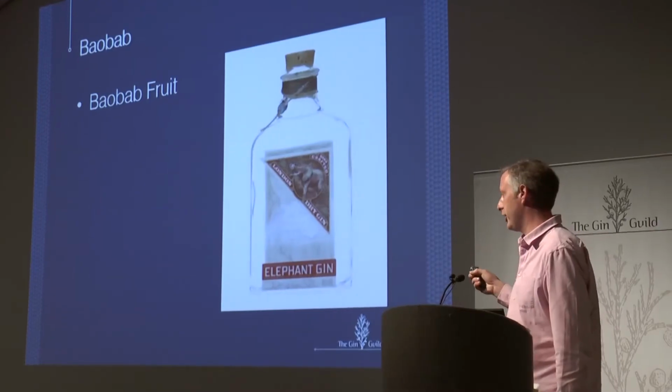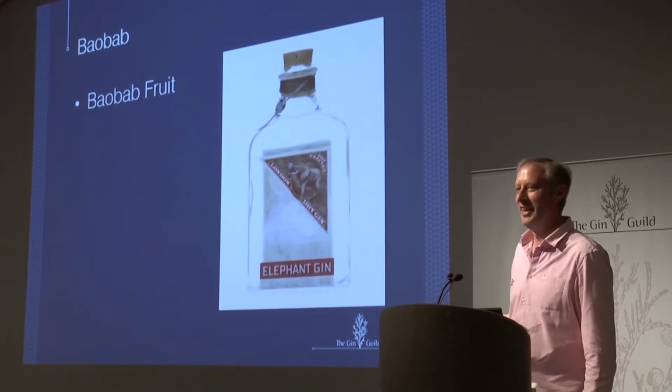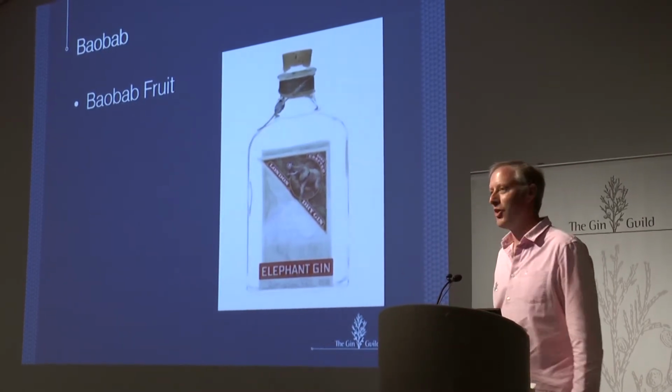What do we have next? Baobab fruit. In Elephant Gin, baobab fruit, similar to our pine needle problem, was not a recognised ingredient in the EU, although it's widely consumed in Africa, in South Africa, etc. It wasn't actually an ingredient in the EU until recently. Whether it's Elephant Gin who found that or someone else, I'm not really sure, but on the internet it said that baobab fruit was not a recognised ingredient, but it is now.